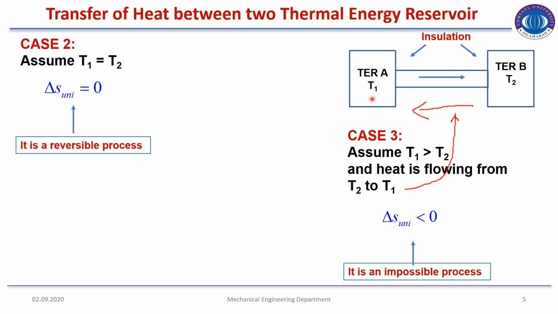As you know, if T1 is greater than T2, the direction of heat flow must be from left to right. Whereas in the statement it is suggested that the direction of flow is from right to left, that is from thermal energy reservoir B to thermal energy reservoir A. That is impossible. If we prove that with the help of the change of entropy principle, it comes out to be less than 0, which also suggests it is an impossible process.